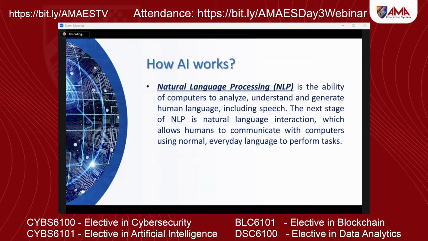This is the ability of computers to analyze, understand, and generate human language, including speech. The next stage of NLP is natural language interaction, which allows humans to communicate with computers using normal everyday language to perform tasks. So there will come a time that a human will communicate sa computer or to these artificial intelligence products, which may mga basic examples na rin or basic applications na rin ngayon.